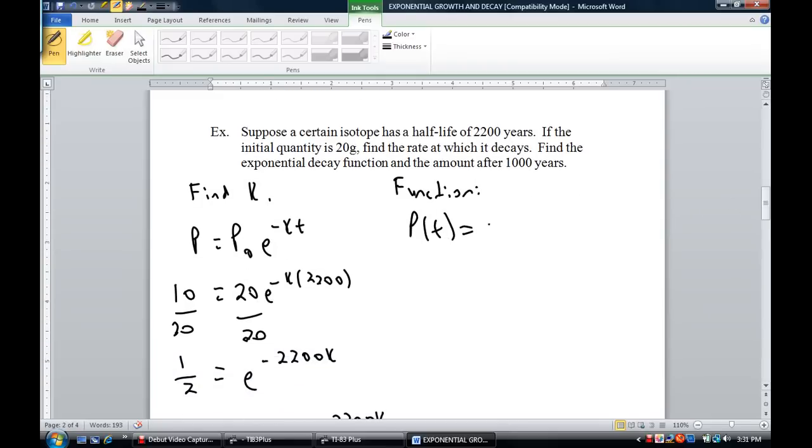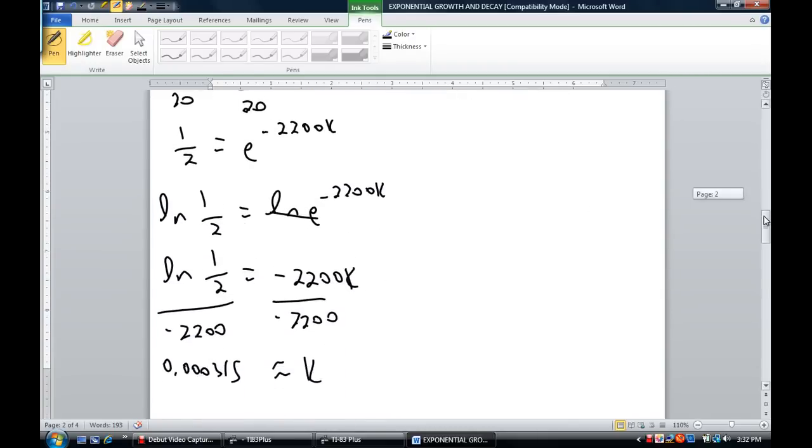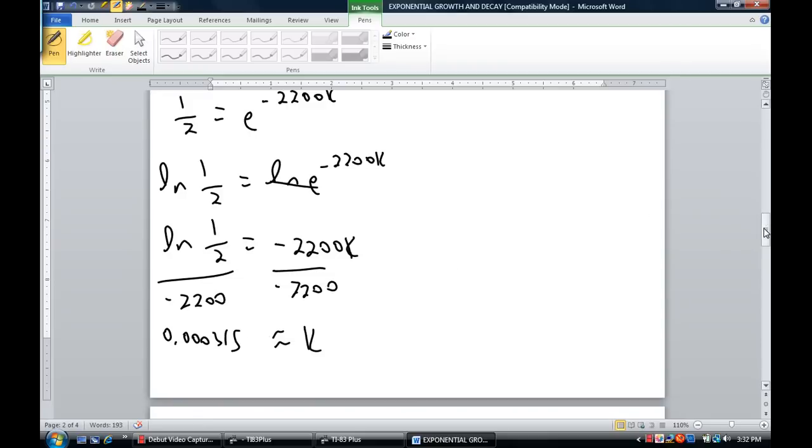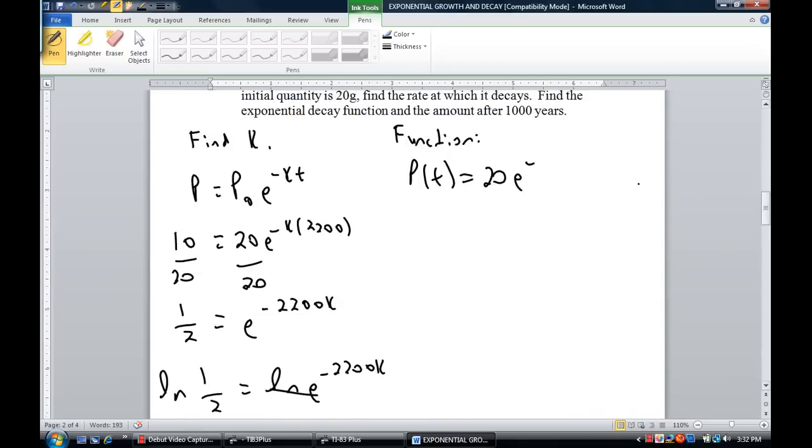We know that P sub 0 is still 20. We know e is still e. We know it's a negative, but we found out what k was: 0.000315. So that's what we're going to use. And t is the variable that we're using for our function. A lot of these problems are done this way. You use the given information to find k first. Once you have k, you have a function in terms of t, which means you can use this to find the amount after 1,000 years, or really for any time.